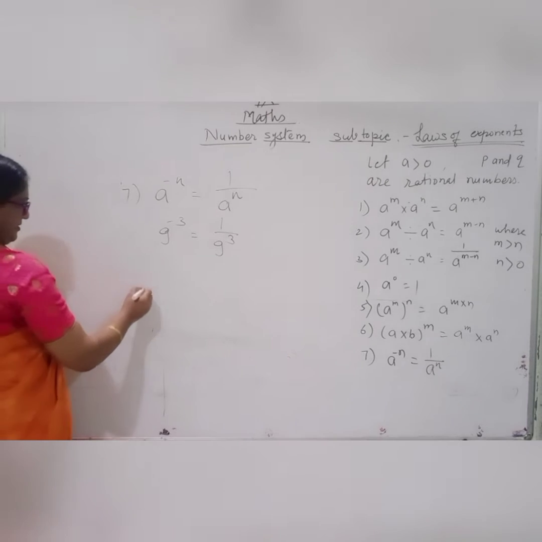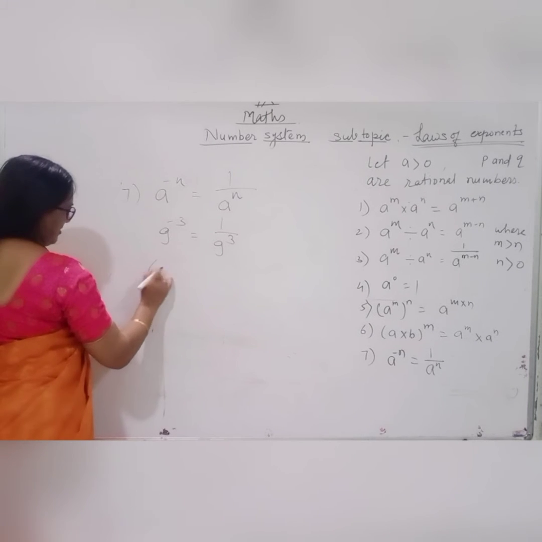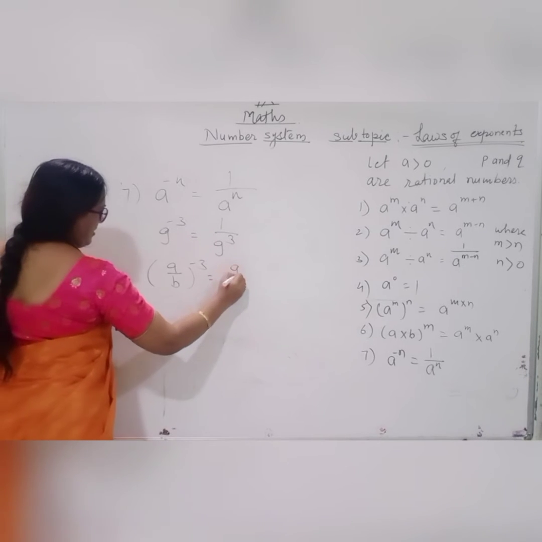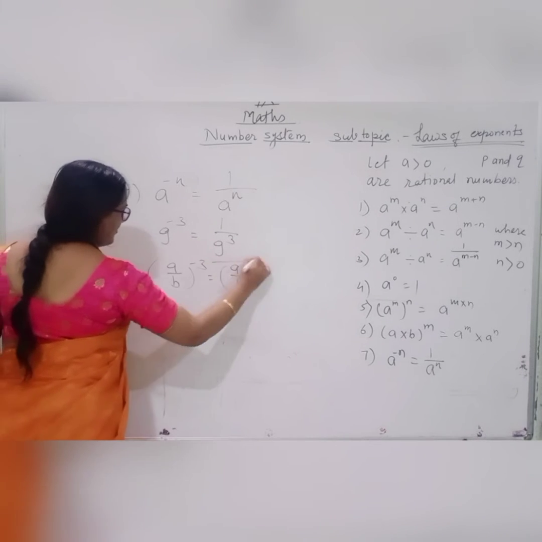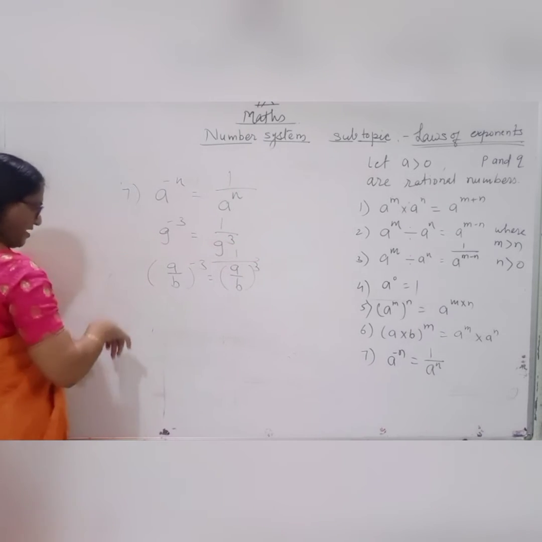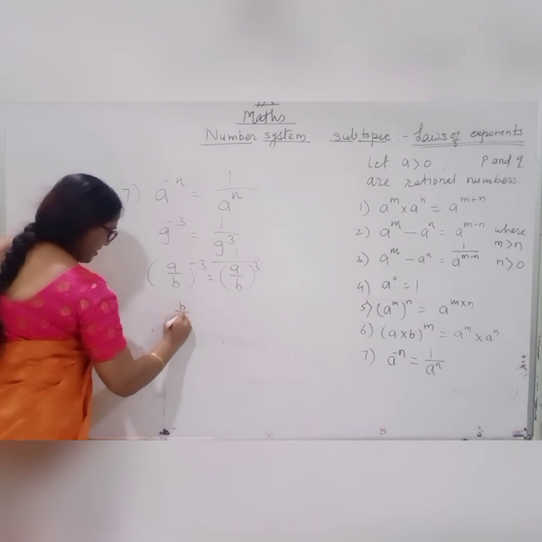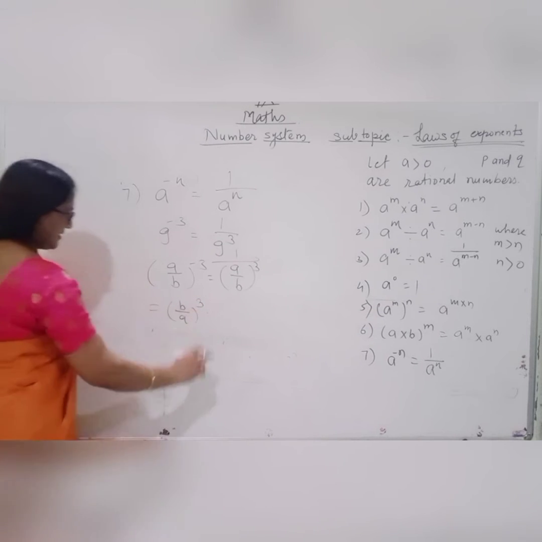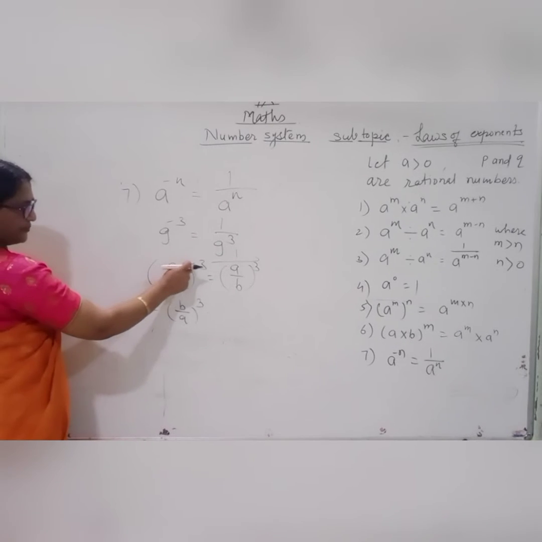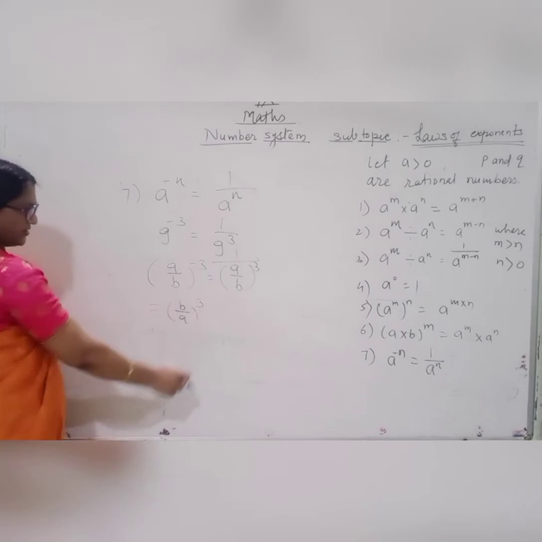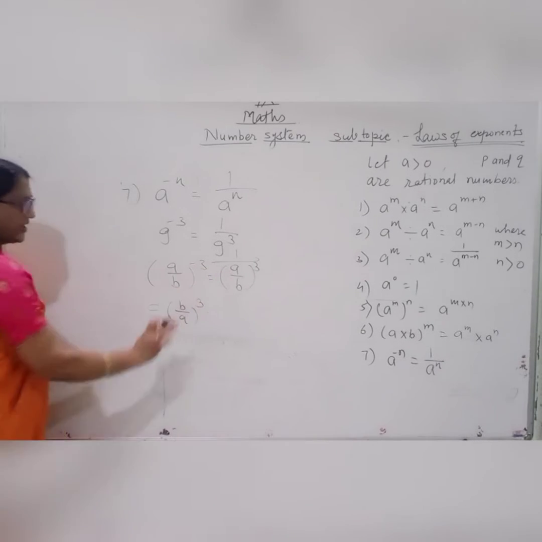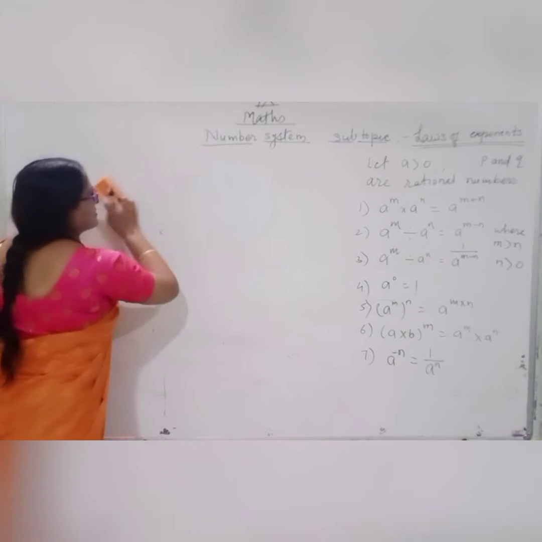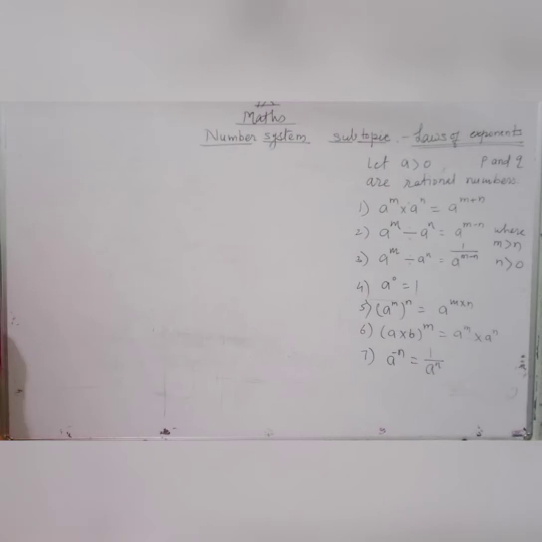एक और है, मान लो a upon b raised to the power minus 3 that means b upon a raised to the power 3, ये भी हो सकता है. a upon b raised to the power minus 3 means b upon a raised to the power 3, ये equal ही है. Is that clear? Now next we are taking some examples.